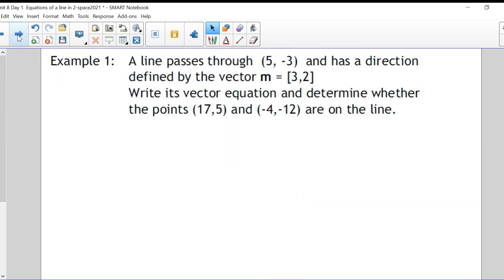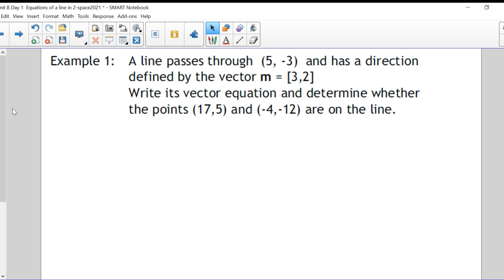Well, here we go. A line passes through (5, -3) and has a direction vector. It's actually called a direction vector; I shouldn't call it a position vector. It's called a direction vector when you're writing these equations of lines, but it really is a position vector. It has a direction defined by the vector (3, 2). Okay? Write its vector equation. Determine whether the points (17, 5) and (4, -12) are on this line.